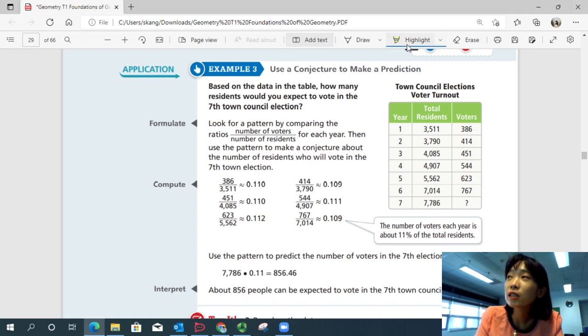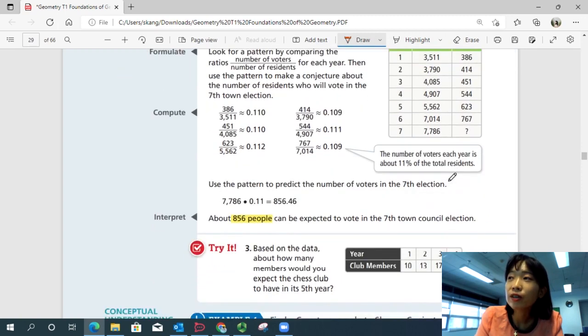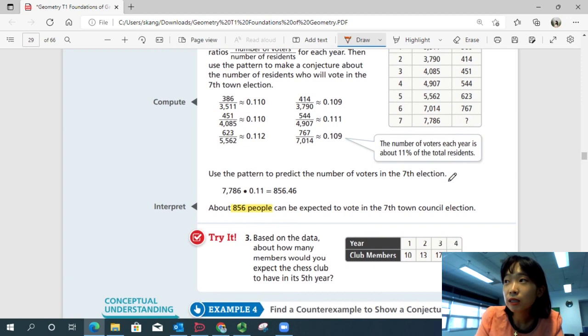Okay, so making conjectures would mostly be based on data. You need data to make an inductive reasoning. Let's look at chart number 3. Based on the data, about how many members would you expect the chess club to have in its 5th year? So figure out a pattern like that. Use the pattern to interpret your solution. Come back when you're ready for answers.